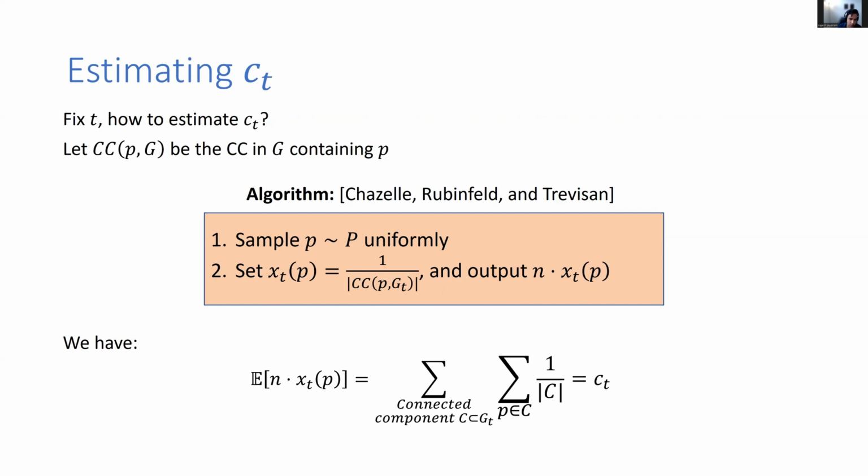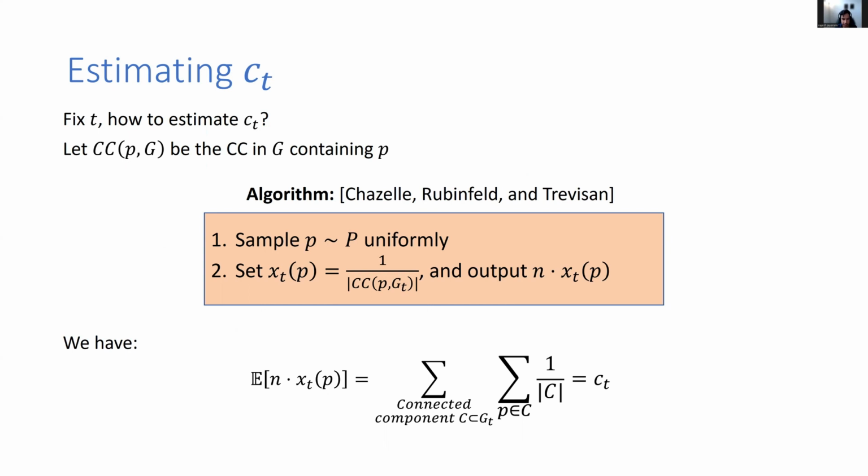We can do that by summing over all the connected components, and then for each component summing over the points that we could have sampled. Each such point would output 1 over the size of the component. So each component is contributing 1 to the expectation of this estimator. Therefore, the expectation of the estimator is the number of components. So great, we have an unbiased estimator.